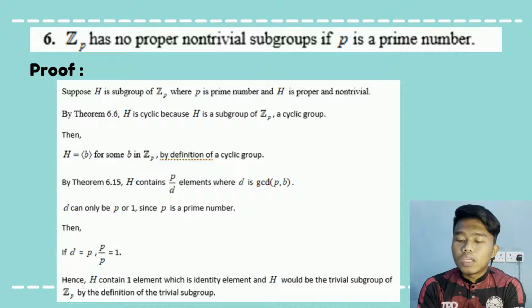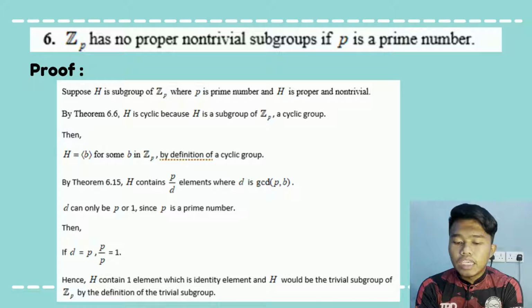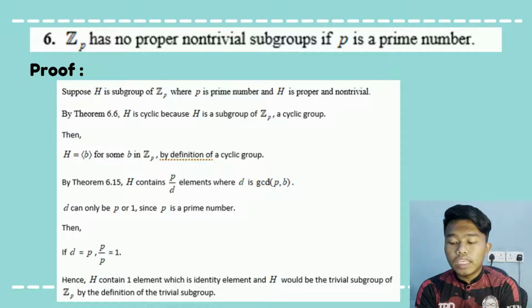Then H equals the subgroup generated by B for some B in Z modulo P. By theorem 6.15, let G be a cyclic group with n elements generated by A. Let C be an element of G and let C equal A to the power of S. Then C generates a cyclic subgroup H of G containing n over D elements, where D is the greatest common divisor of n and S. Also, the subgroup generated by A to the power of S equals the subgroup generated by A to the power of T if and only if GCD of S and n equals GCD of T and n.